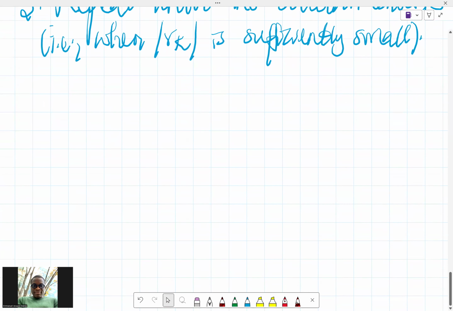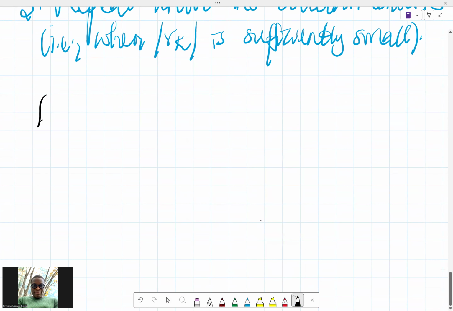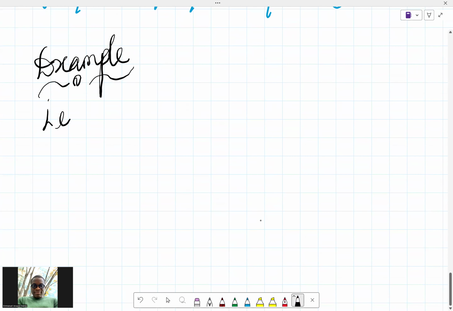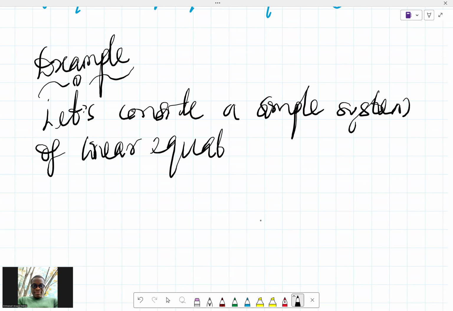Of course, these things don't stick really until we have examples. So let's talk about that. We have an example now. Let's consider a simple system of linear equations.